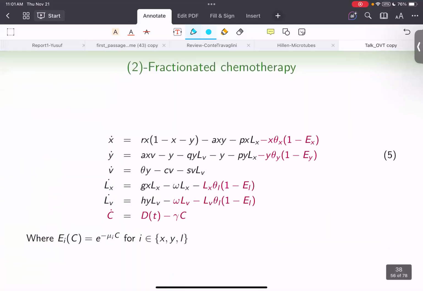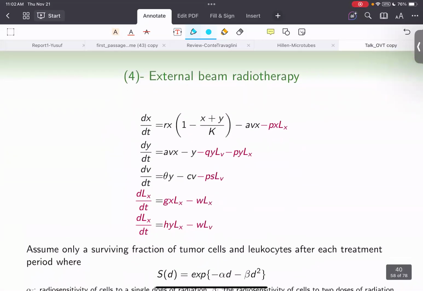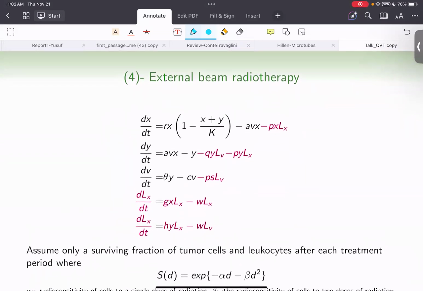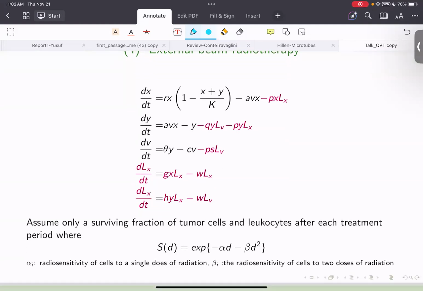Okay. If you have fractionated infusion of chemotherapy, these terms are the same, but the only equation that is different is the one for the chemotherapy agent, because now we give it, let's say, once per day or so. Okay. Brachytherapy is a radiation treatment schedule, so we have radiation terms here, and then we have a radiation dose here. Fractionated radiation, same thing. The radiation terms here happen only at radiation times. So we stop the simulation, we radiate, and then we start the simulation again. Okay.